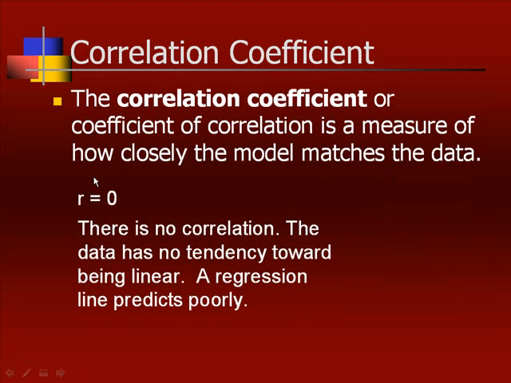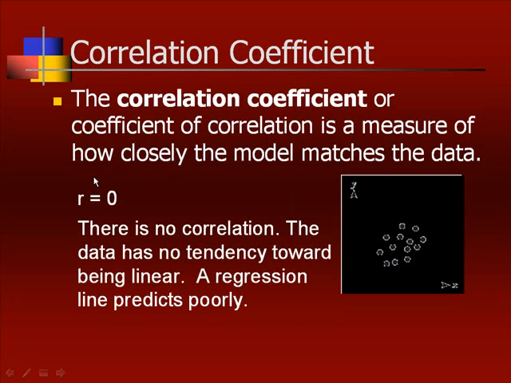Okay? And if R is 0, there is no correlation. It's nowhere close to being linear. And what you're going to have basically is some little group of points that just sit, and it's going to be hard to find a line that fits most of those data points.